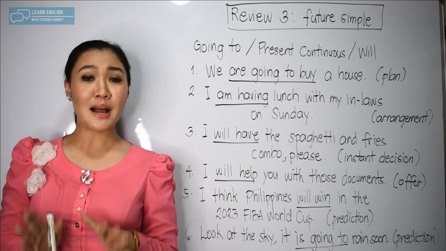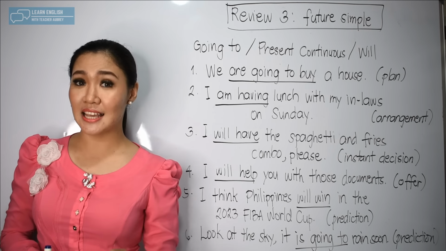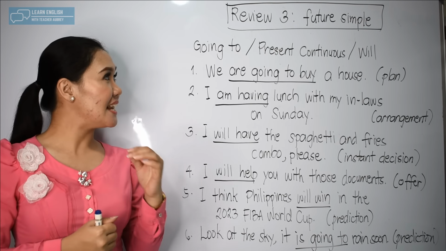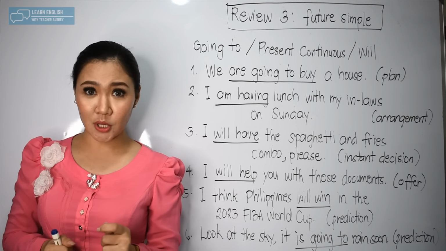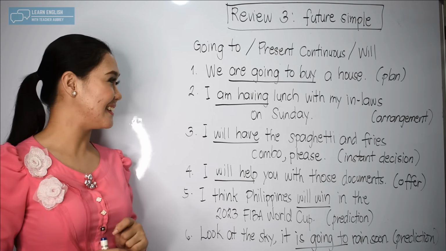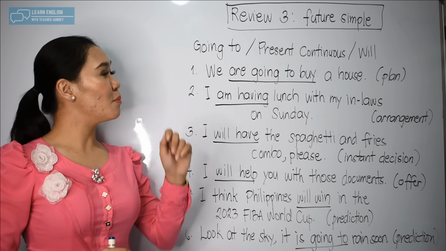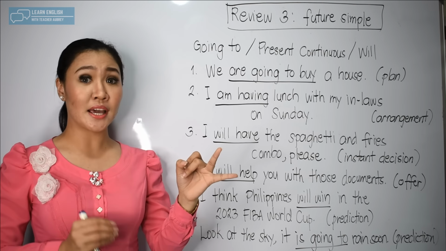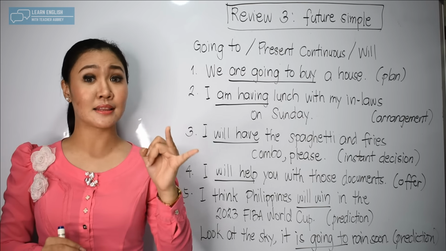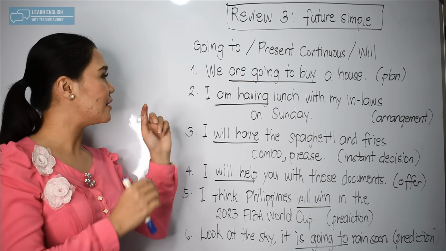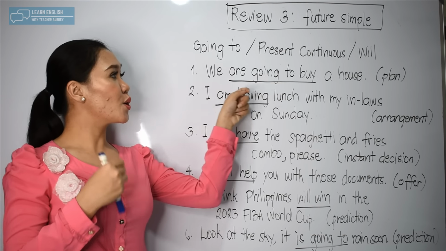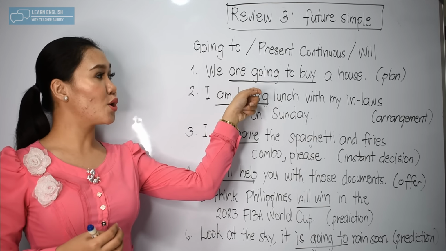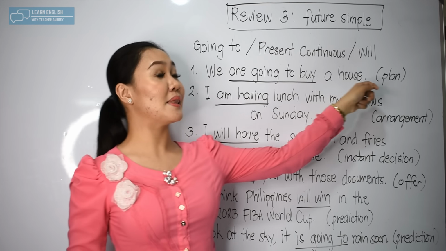nila. Bago tayo mag-proceed sa susunod nating tense of the verb, reviewhin muna natin itong mga tinalakay ko for the future simple dahil marami-rami sila. Balikan muna natin isa-isa. Yung ating future simple using the three different forms, going to, present continuous or ing form of the verb, at will. Isa-isahin natin. The first one is, we are going to buy a house. Ginagamit ang going to form when we talk about a plan.